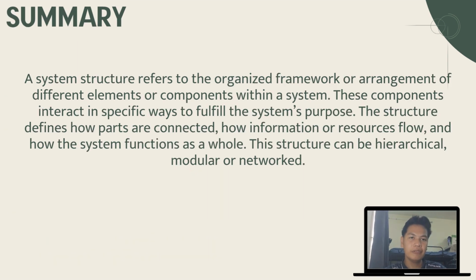So, summary for this topic: a system structure refers to the organized framework or arrangement of different elements or components within a system. These components interact in specific ways to fulfill the system's purpose. The structure defines how parts are connected, how information or resources flow, and how the system functions as a whole. The structure can be hierarchical, modular, or network.